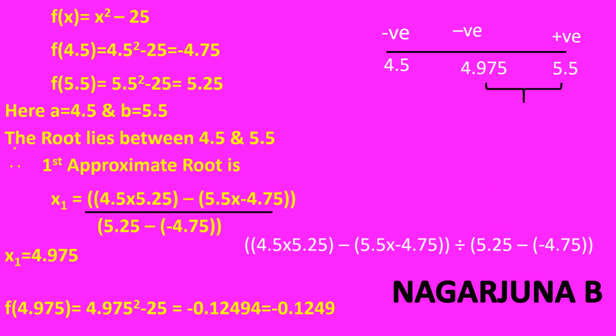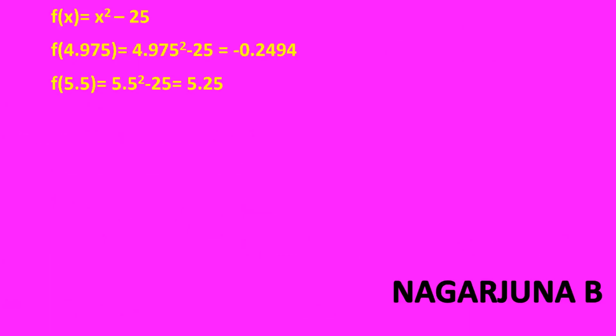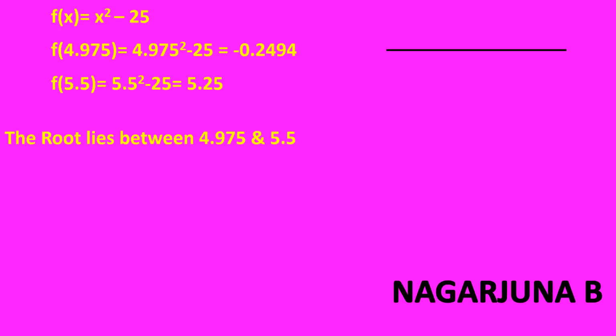Now the new root you have found between 4.5 and 5.5 is 4.975, and for this one you have got a negative value, right? Therefore now the root lies between 4.975 and 5.5. Drawing it on paper in a diagrammatical way, we can show it by drawing a line, at one end 4.975, for which you have got a negative value, and at the other end 5.5, for which you have got a positive value.